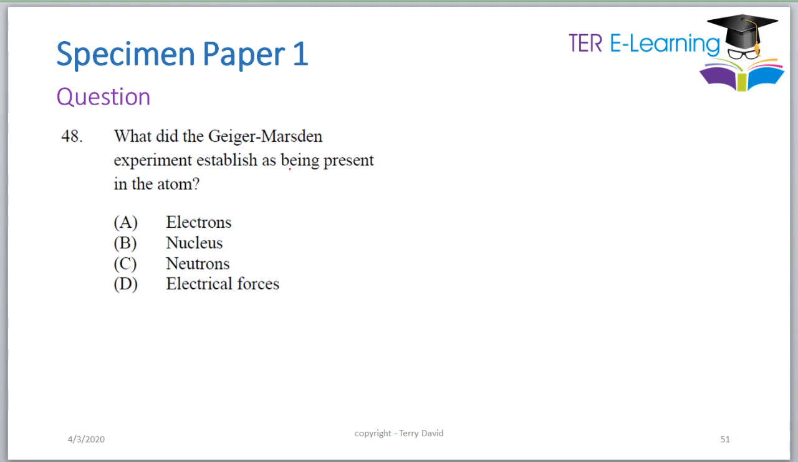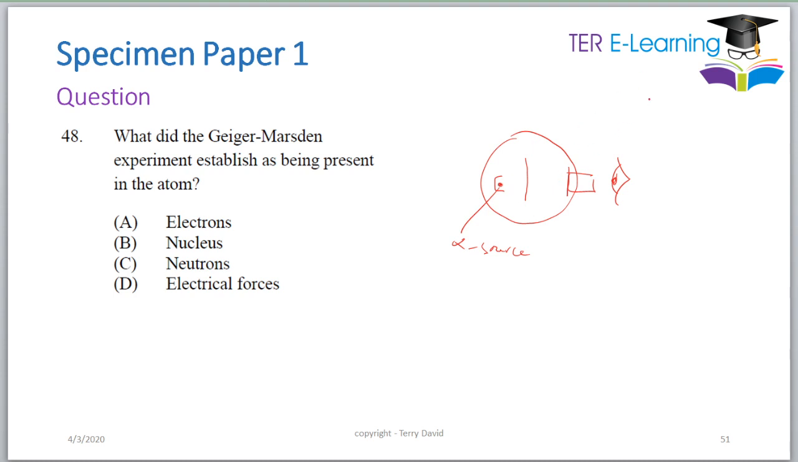So in this one now, number 48. What did the Geiger-Marsden experiment establish as being present in the atom? You all need to be able to draw a diagram and explain what the Geiger-Marsden experiment is. Basically we have a circular table, we have a gold foil, we have an alpha source. So you all need to know this experiment, how to explain it, how to describe it. We have something like this.